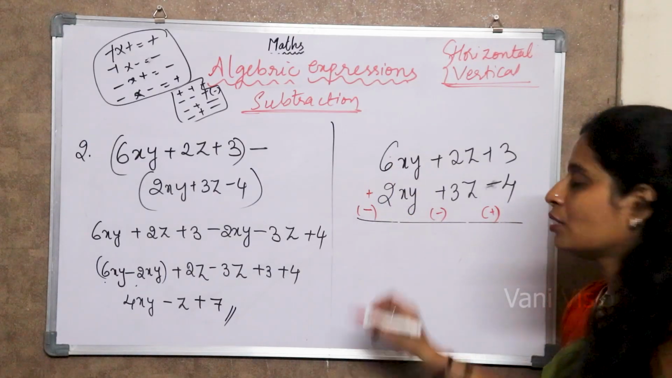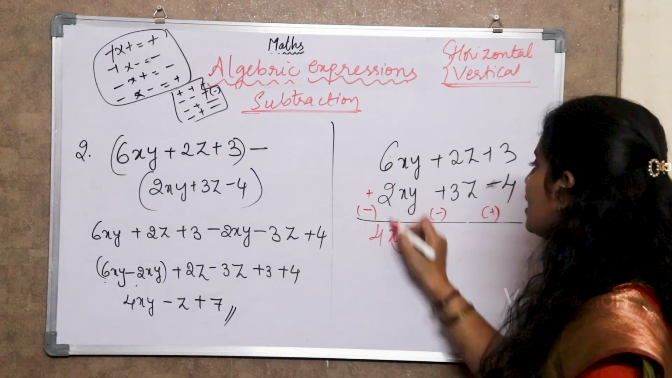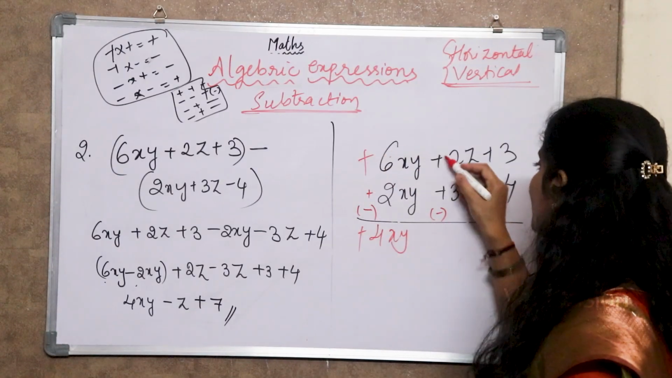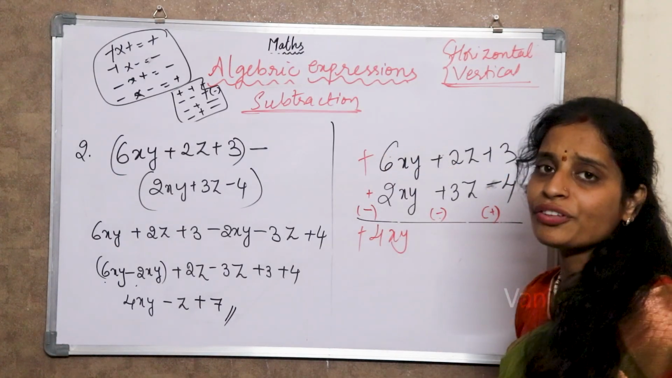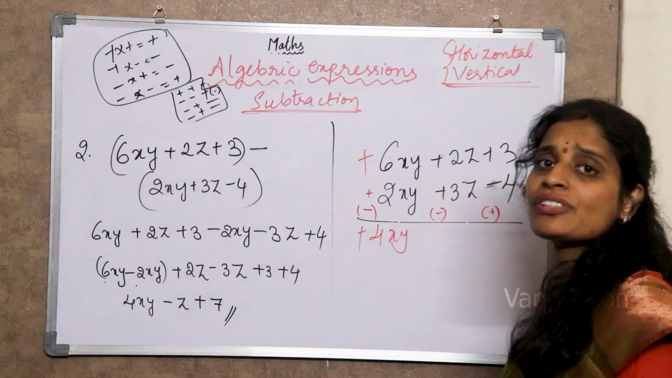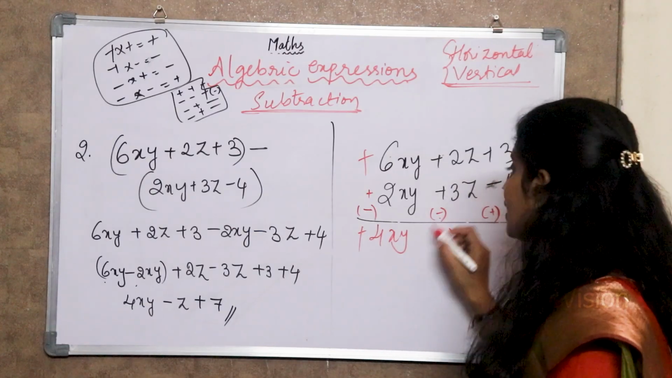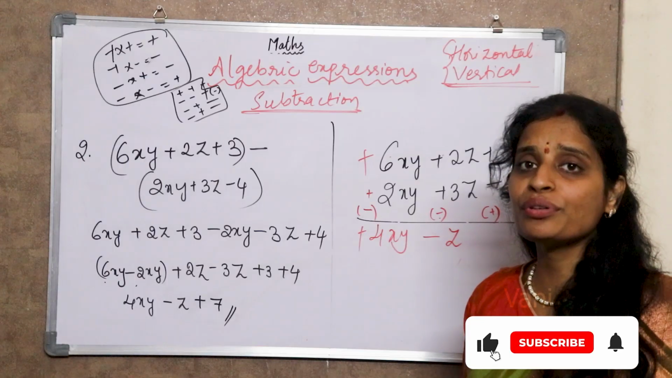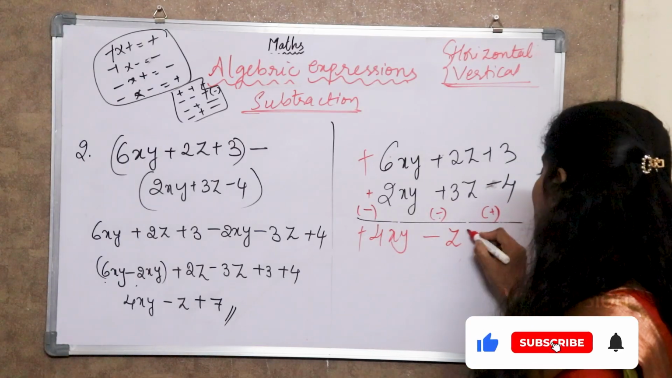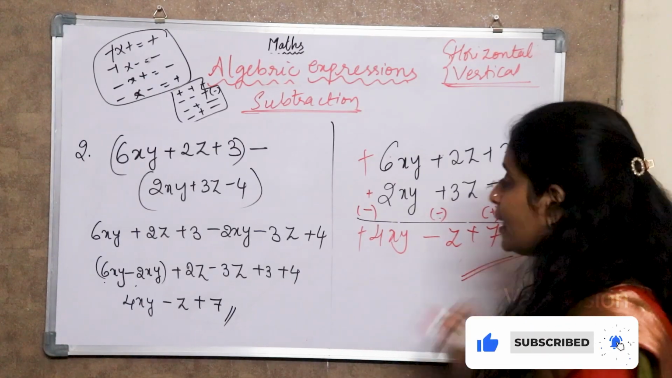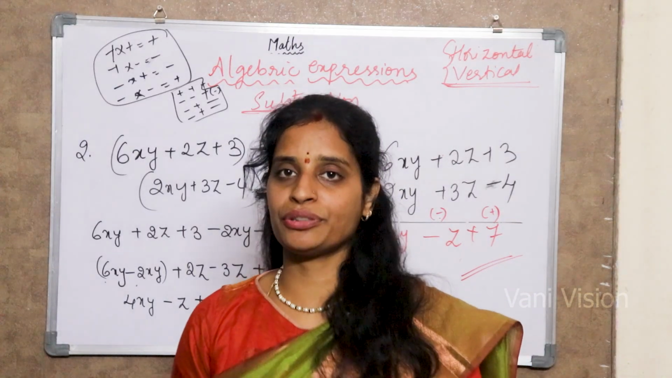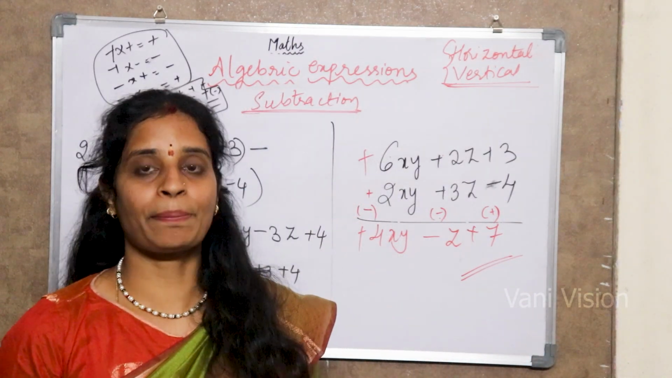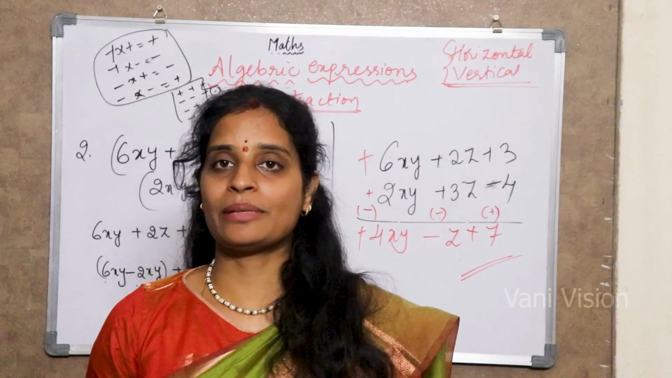Now 6 minus 2, 4xy. Bigger number is having plus, so it is plus. 1 plus 1 minus. So what we have to do? Subtract. 3 minus 2, 1. So z I am writing, bigger number is having minus, so minus. Now both are having plus, what we have to do? We have to add it. So plus 7. So in this way, we are going to add or subtract two algebraic expressions.